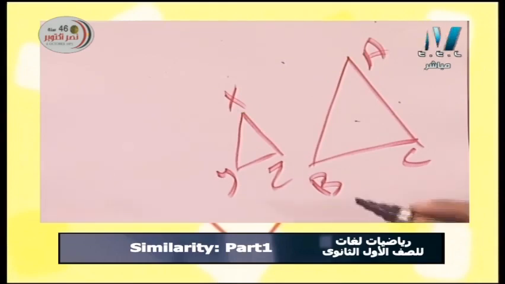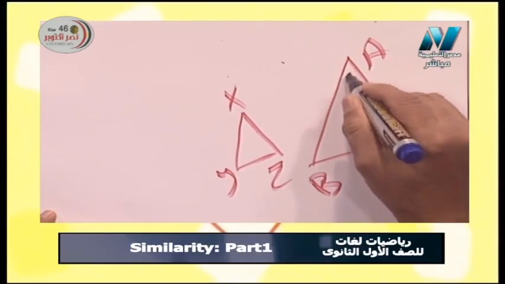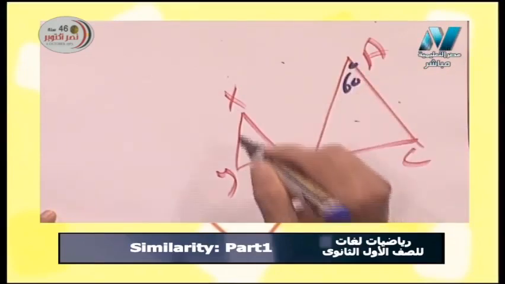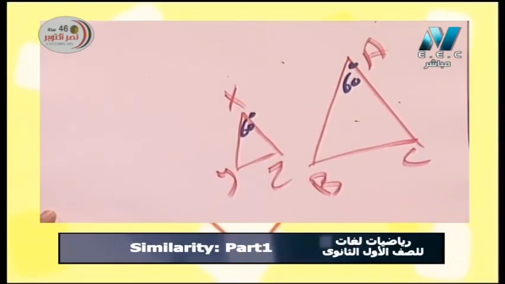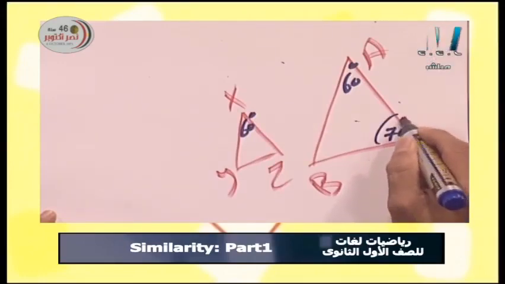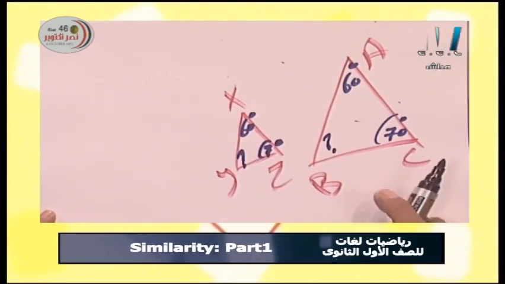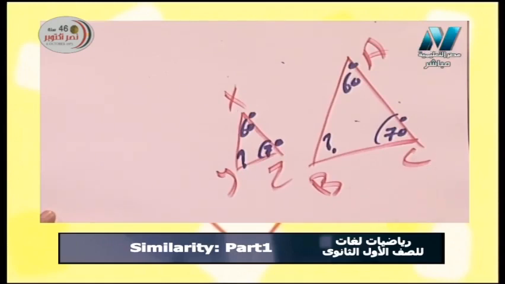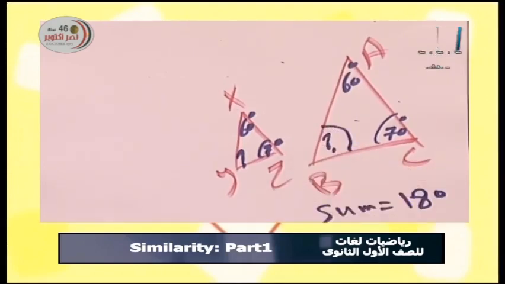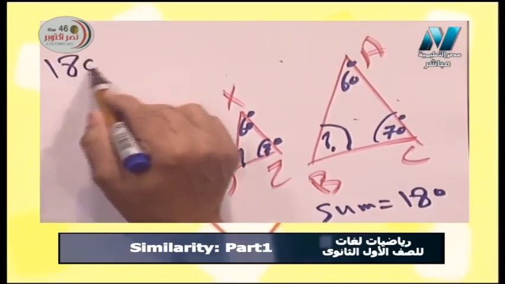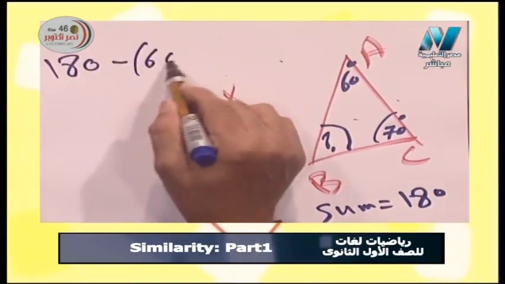Look carefully. If we have this angle 60 degrees and this angle 60 also, this angle 70 degrees and this angle 70. Do you know the measure of this angle and this one? Of course, we know that the sum of the measures of the interior angles of a triangle equals 180. To find the missing angle, we subtract 180 minus 60 plus 70.